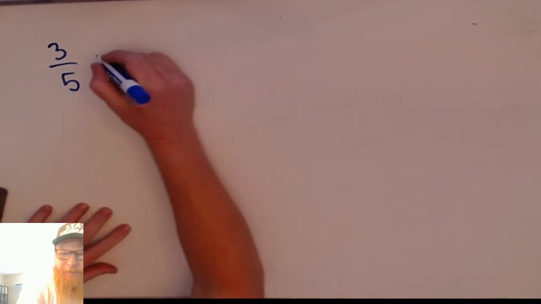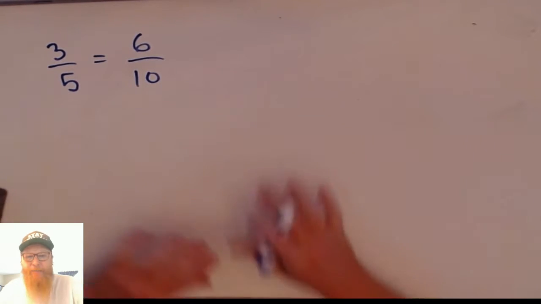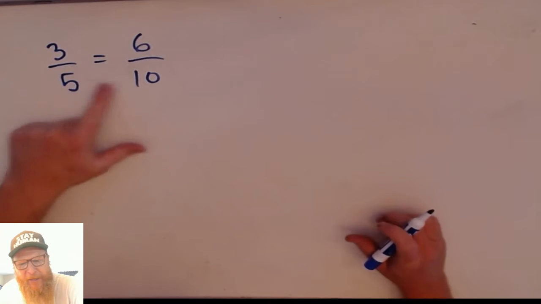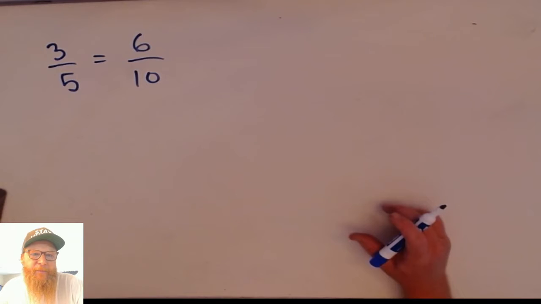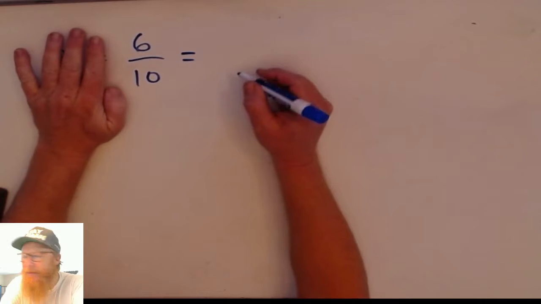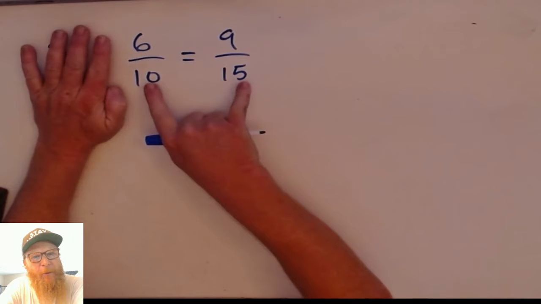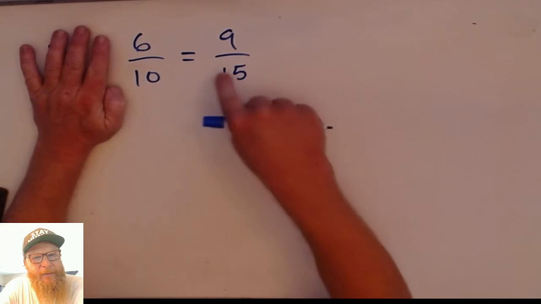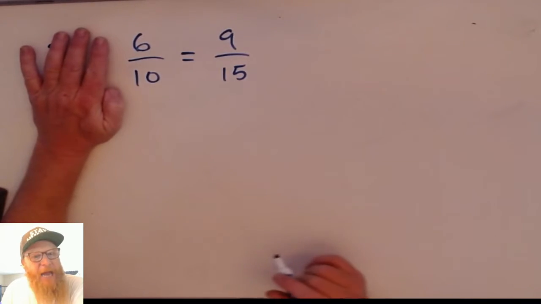Let's take something like 3/5. 3/5 is proportional to 6/10. And I'm not even going to do all the math. Let's just do it mentally. 3 times 10 is 30, and 6 times 5 is also 30. So those are proportional. But 6/10 is also proportional to 9/15. So these two are proportional. 6 times 15 is 90, and 10 times 9 is also 90.